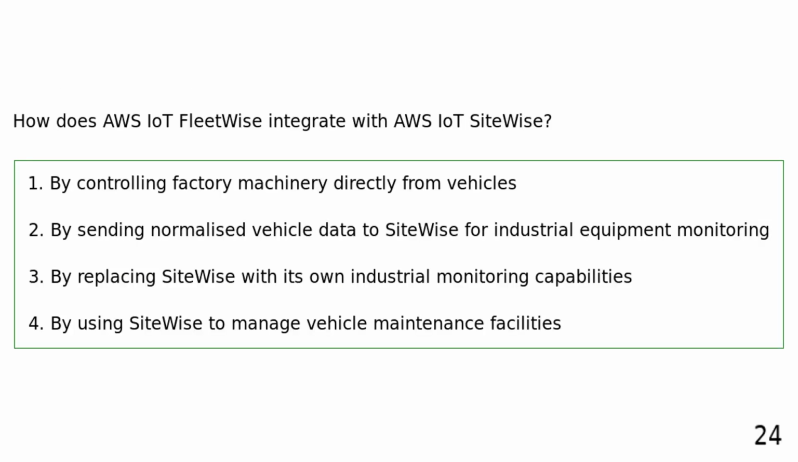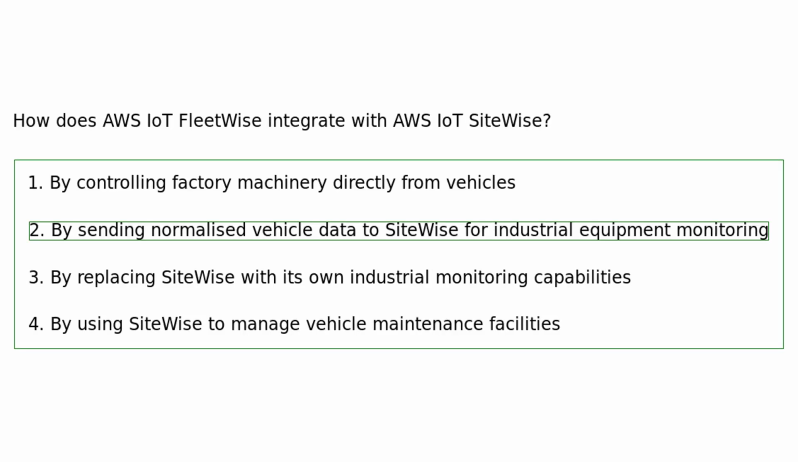How does AWS IoT FleetWise integrate with AWS IoT SiteWise? By controlling factory machinery directly from vehicles. By sending normalized vehicle data to SiteWise for industrial equipment monitoring. By replacing SiteWise with its own industrial monitoring capabilities. By using SiteWise to manage vehicle maintenance facilities.